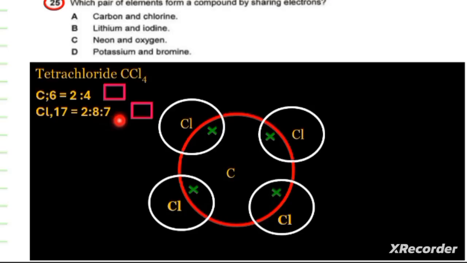Then chlorine is supposed to have 8 electrons in the outermost shell, so it is supposed to gain 1 electron. Instead of gaining 1 electron, it is going to share 1 out of 7 electrons. The others would do the same. So as we can see, we have successfully managed to come up with a stable outermost shell. We have seen that lithium and iodine will form an ionic compound. Potassium and bromine also form an ionic compound.